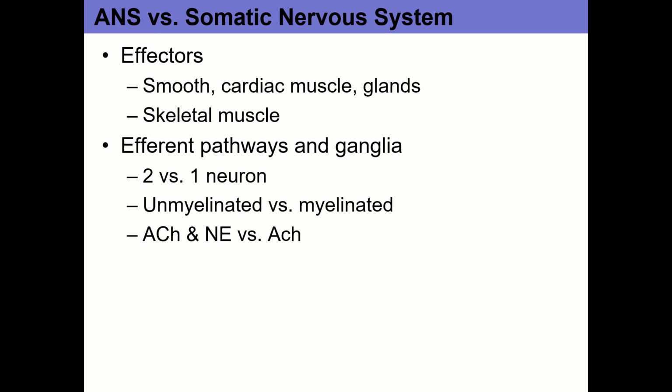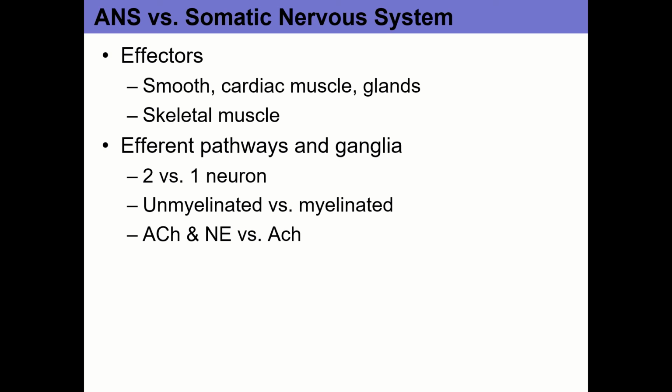All right, so in addition to 2 neurons in the autonomic nervous system, a 2-neuron chain versus 1 neuron in the somatic nervous system, there's a difference in myelination. So remember that myelination is fat wrapping around the axons of a neuron, and the more myelinated, the better myelinated an axon is, the better able that neuron is to conduct its signal quickly. So a myelinated axon conducts a signal, an action potential, much more quickly than an unmyelinated neuron.